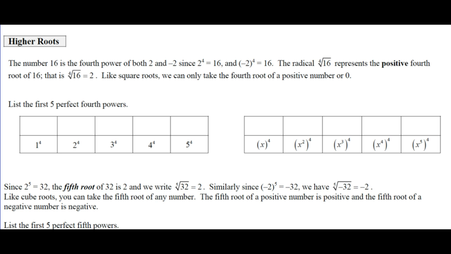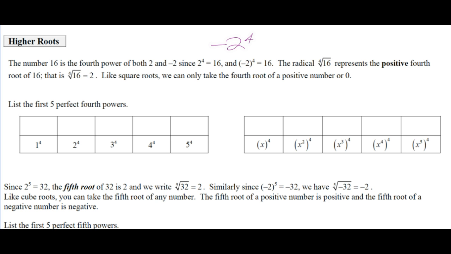Higher roots. The number 16 is the 4th power of both 2 and negative 2, since 2 to the 4th is 16, and negative 2 quantity to the 4th also. I can't just say negative 2 to the 4th, because that will just be negative. If I say negative 2 to the 4th, what does that mean? Is it the negative of 2 to the 4th? Because that's going to be negative, because I have to do 2 to the 4th first, and then bring the negative sign in. That's order of operations. So that's why I will say negative 2 quantity to the 4th.